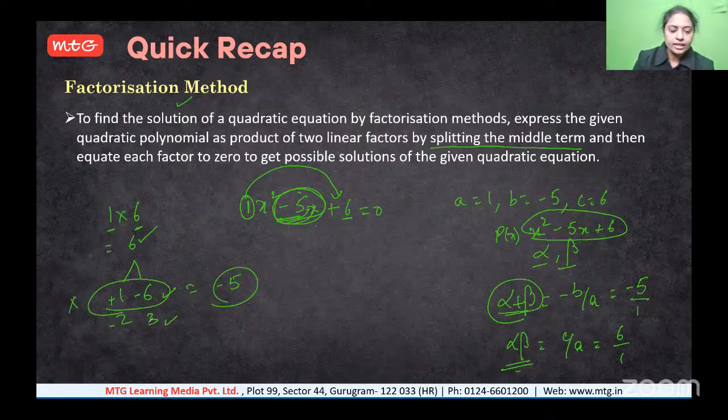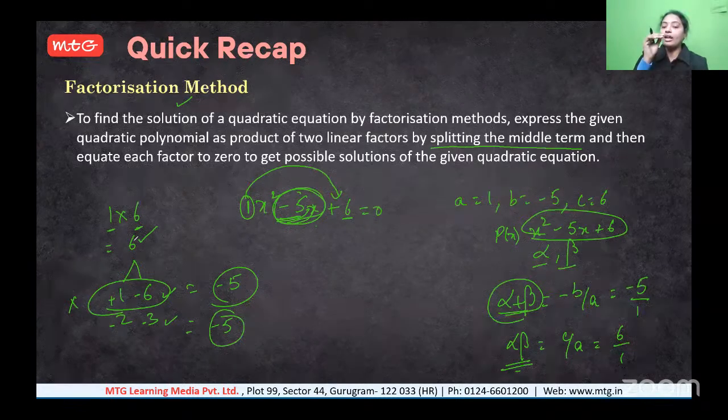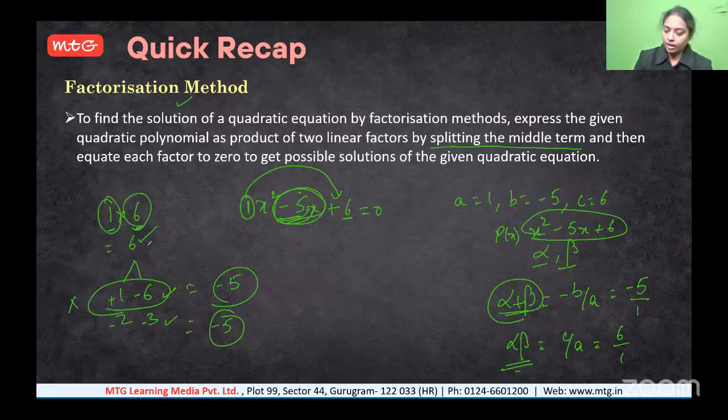Now I can make it as -2 and -3, whose sum is -5 and whose product is 6. So whenever you are using the concept of middle term, always you have to have a visualization in your mind of the x square coefficient and the constant should be multiplied. Whatever the product you are getting, that should be made into two factors.